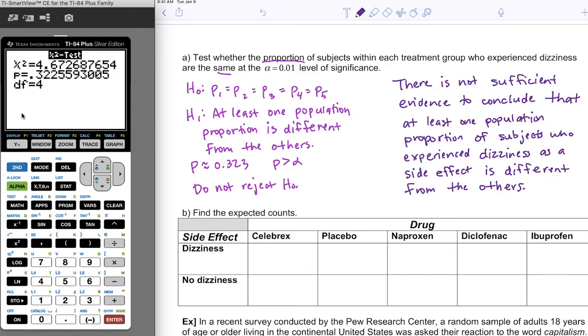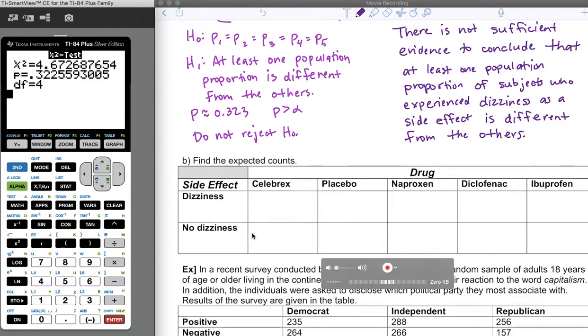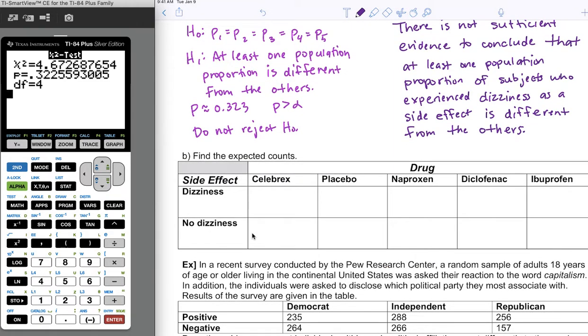Okay, so for part B, I added something in here. It says find the expected counts. Of course, there is a way to do that by hand. It takes a long time. The good news is that once you do a chi-square test, your calculator will populate matrix B with the expected counts for you in case you need them for some reason. So if I want to find the expected counts, meaning the numbers we would expect in the table if the proportions were equal, we can get that from matrix B.